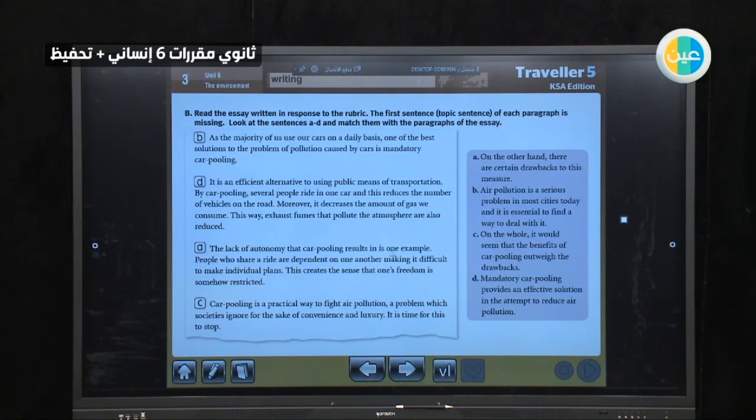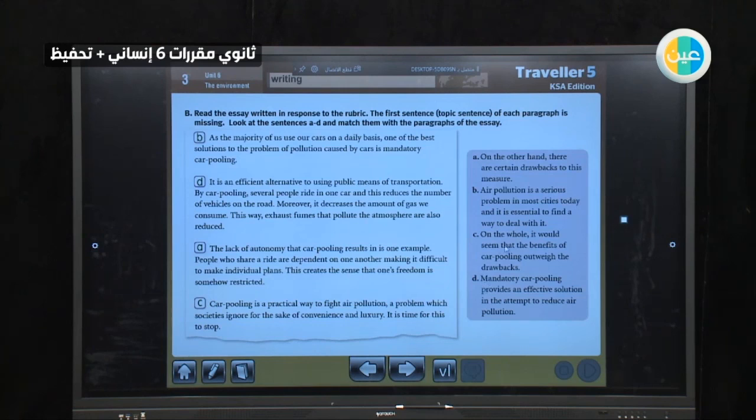Okay? Then, on the other hand, there are certain drawbacks to this measure. Now he is talking about the disadvantages. The lack of autonomy that carpooling results in is one example. People who share a ride depend on one another, making it difficult to make individual plans. This creates the sense that one's freedom is somewhat restricted. Here he is talking about the disadvantages. Then end your article with the general idea, depending on your opinion.